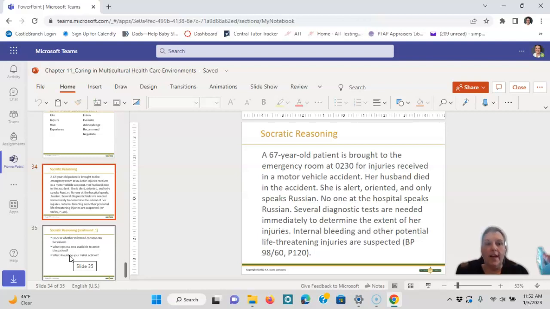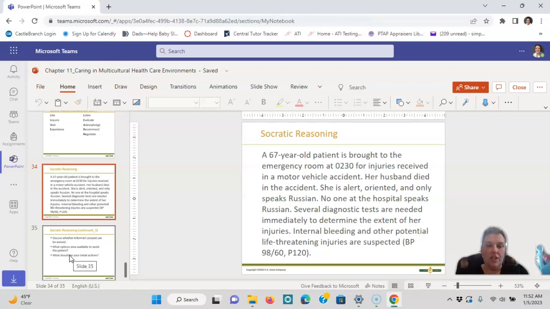Look in their phone for an ICE number, which is in case of an emergency. Make sure you have an ICE number in your phone. It's always best to have an informed consent, but when needed in an emergency, it is okay to do the actions that you need ethically. You will be covered on that. What options are available to assist the patient? She's alert and oriented, so she can still speak. So you should use an interpretation line.